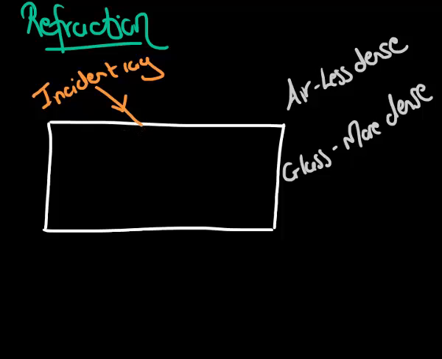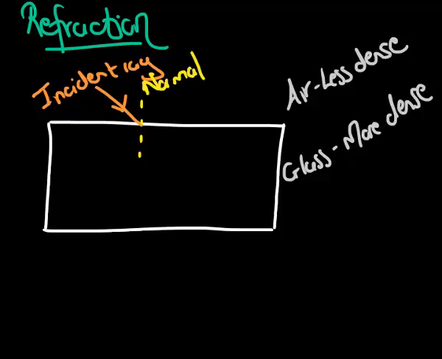Now we always need to draw a normal line, which is 90 degrees to where that light actually hits the object, and we sometimes refer to the object as the obstruction. So at 90 degrees to that, we'll draw in a normal line.